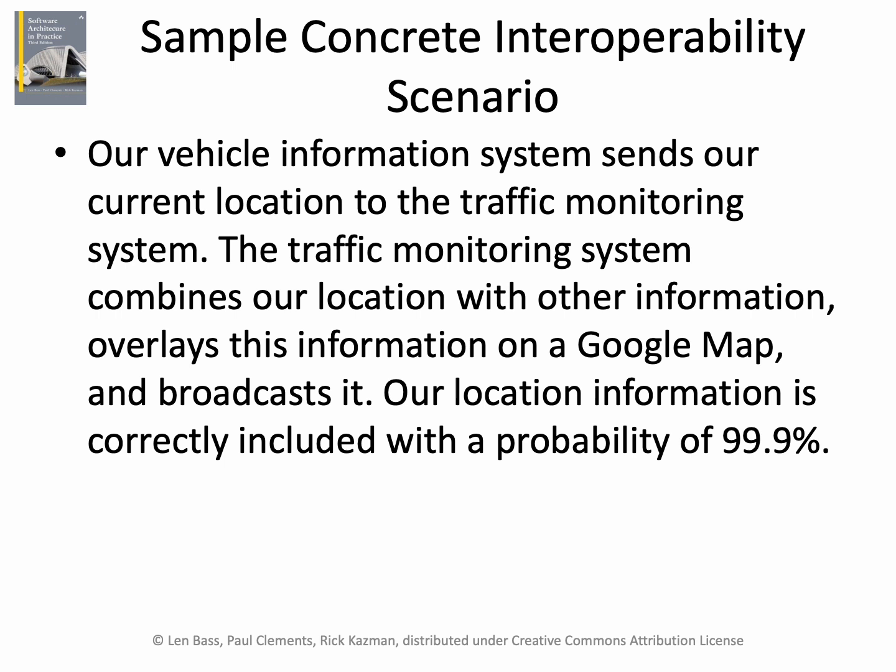Sample concrete interoperability scenario. Our vehicle information system sends our current location to the traffic monitoring system. The traffic monitoring system combines our location with other information, overlays this information on Google Map, and broadcasts it. Our location information is correctly included with a probability of 99.9%.